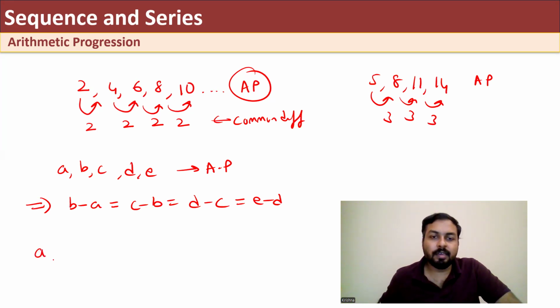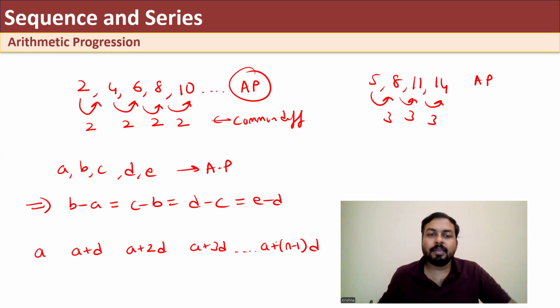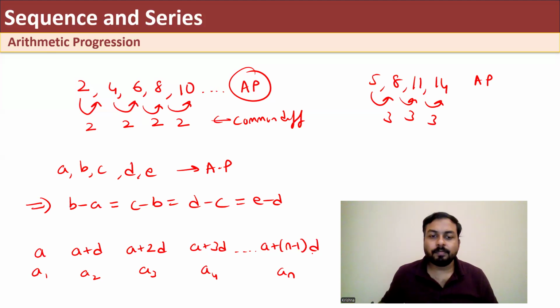Now, instead of writing A, B, C, D, E, let me write the arithmetic progression series like this. Let's say the first term is A. The second term is A plus D. The third term is A plus 2D. The next term is A plus 3D, and so on and so forth. The nth term will be what? The nth term will be A plus (n minus 1) into D. So if this is the first term, this is the second term, this is the third term, this is the fourth term, and this is the nth term.